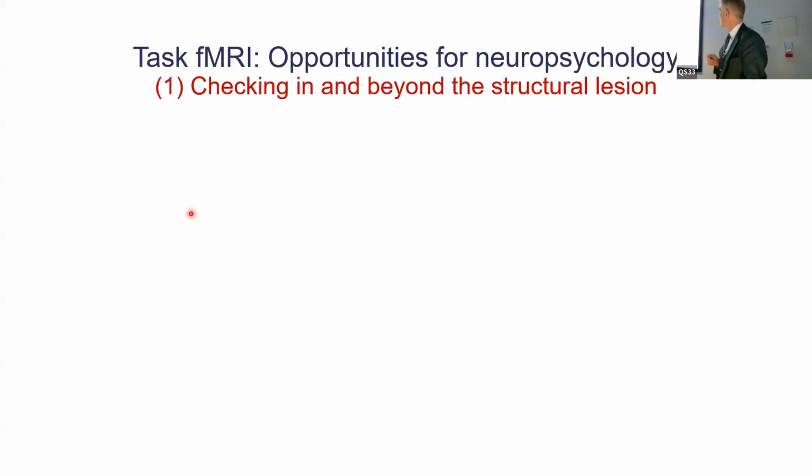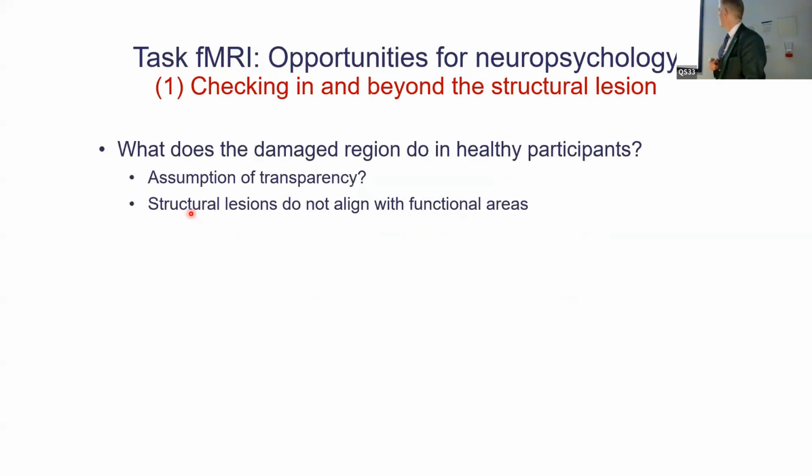I'm going to cover three opportunities, really. The first is checking in and beyond the actual structural lesion. So we might want to know, in this piece of brain that's now missing and that seems to be causing the impairment in my patient, what does that brain actually do in a healthy subject? So fMRI in healthy subjects is actually relevant to us. In the old days, in Tim Shallice's beautiful textbook, we used to call this the assumption of transparency. So is the lesion really the thing that was supporting the function in the first place?